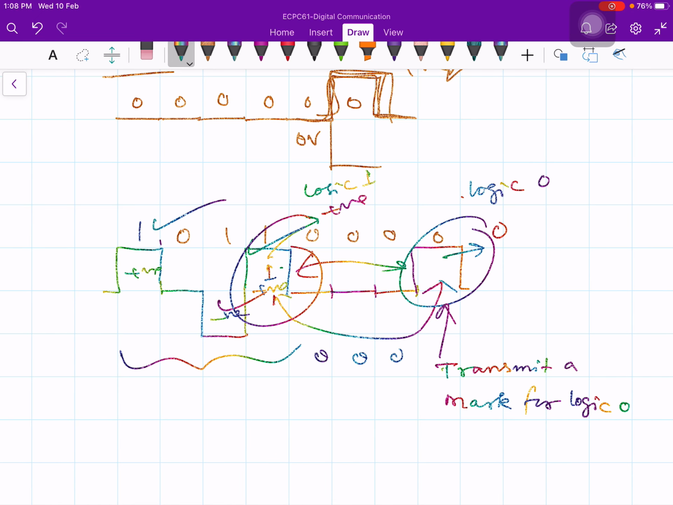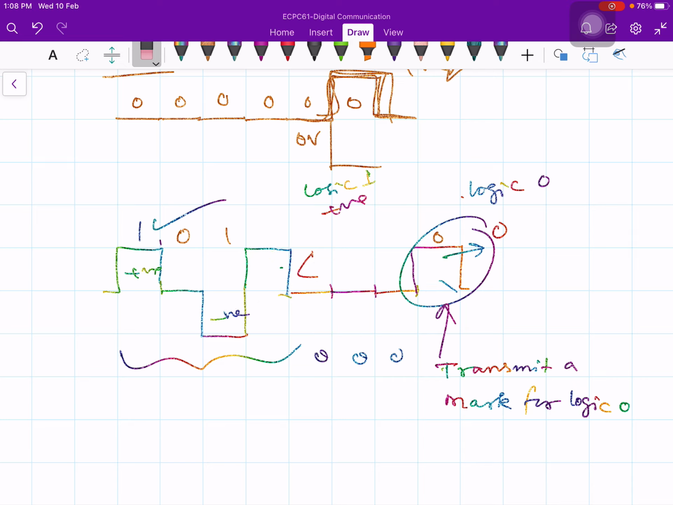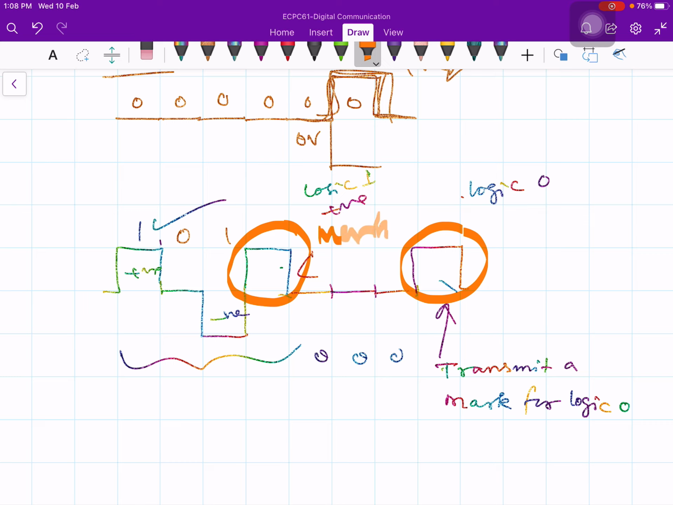Therefore, whenever you get two consecutive marks which are of the same sign, the next one is to be treated as 0. See, here I have one mark, and this is my second mark. First mark and second mark means 1, that's all, positive voltage or negative voltage. So when you get two marks of the same sign, then the first mark is decided as 1 and the second mark is decided as 0. That's all. So the next mark is to be treated as 0.